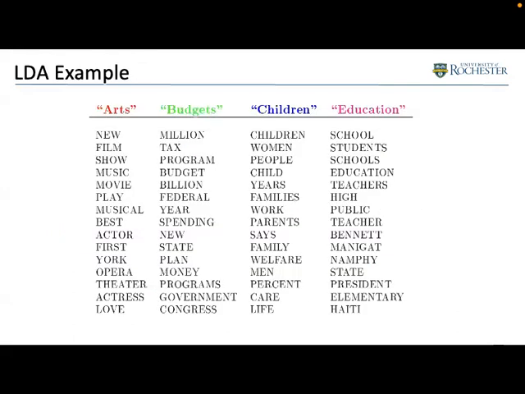Let's see some examples of the LDA model. Let's say arts, budgets, children, and education are the topics of the current LDA model. The LDA model can find words that represent each topic. For example, arts will have this list of words representing arts. The budgets will have this list. The children will have children, women, people, child, years, families, work, parents, and others. For education, we have schools, students, education, teachers, and others.